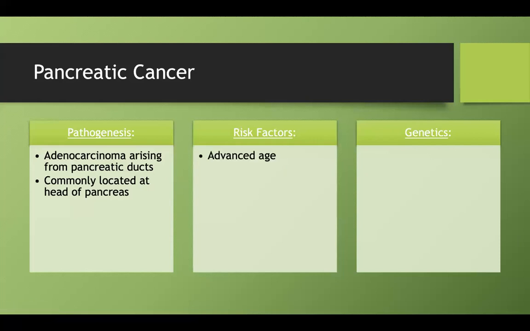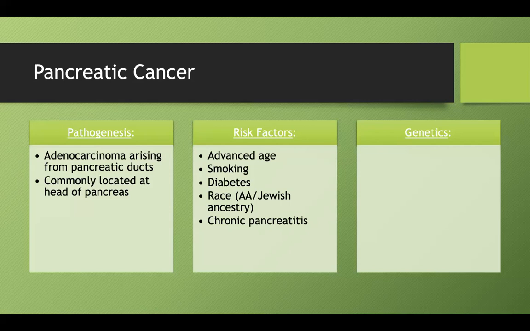So risk factors for pancreatic cancer, it's often in older adults. A big risk factor is smoking. It's very common to see that on a question stem. You can also get pancreatic cancer with diabetes. Certain races are at higher risk, including African American and Jewish ancestry. A big risk factor they do test on occasionally is chronic pancreatitis. So if you have chronic pancreatitis, you are at increased risk of pancreatic cancer.